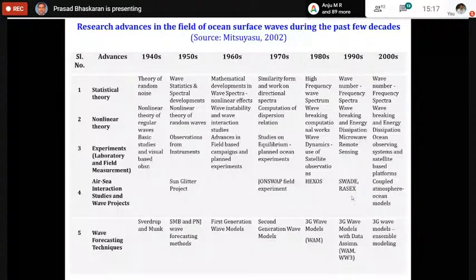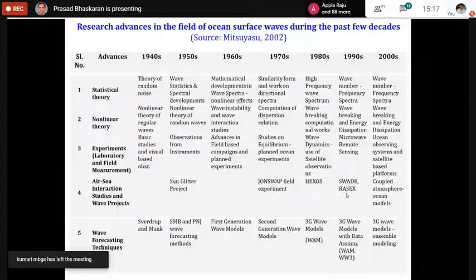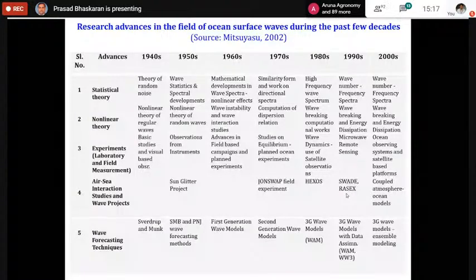In the 1980s, there were very good studies on the Japan Sea using the HEXOS platform, and the SWADE and the RASEX, which were basically to understand the air-sea interaction parameterization. One of the challenging problems in air-sea interaction is how the momentum transfer takes place between the atmosphere and the oceans, or how much energy is imparted in generation of waves, and what is the amount of energy that is imparted in the generation of currents.